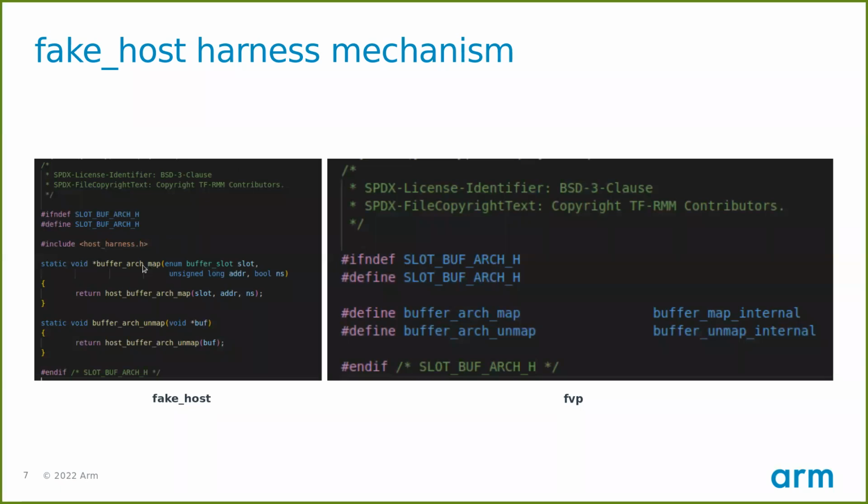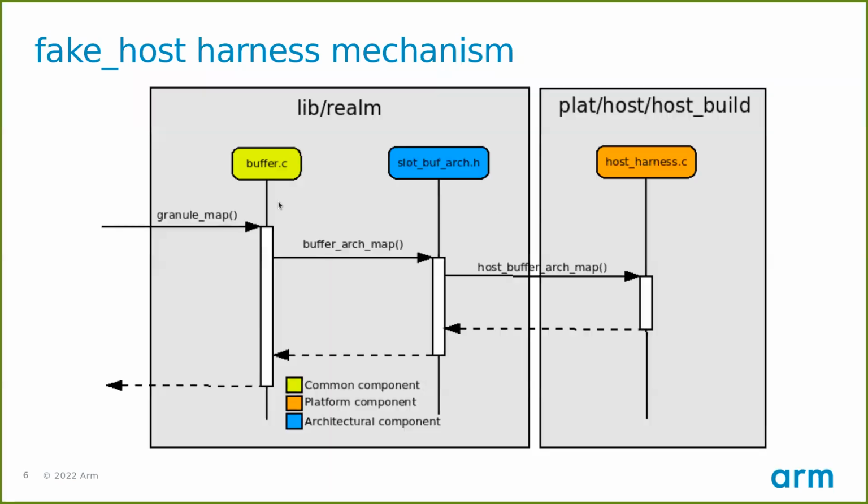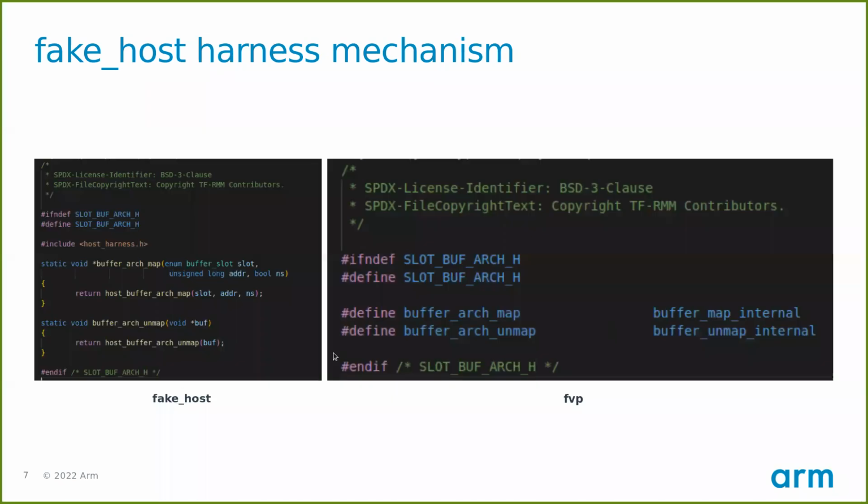Just for information, host buffer arc map, which is in the platform layer, performs some pre-processing of the parameters, then calls buffer map internal, then performs some post-processing of the return value, and then returns that back to the caller. Any questions?